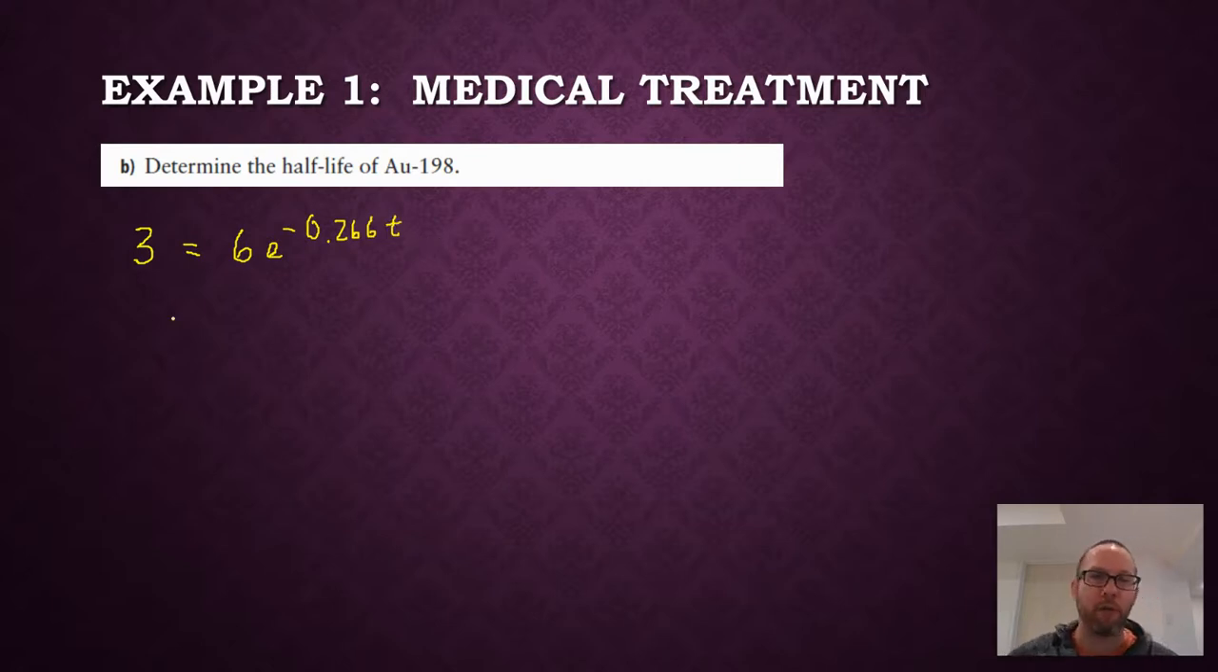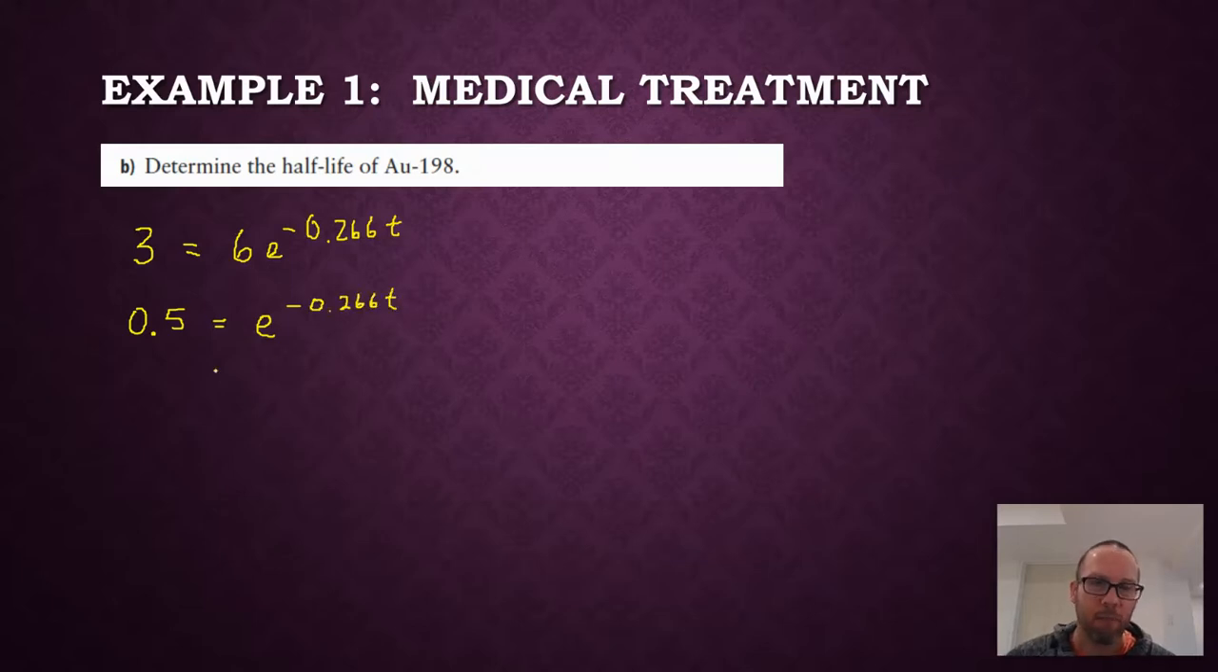So we're just solving another exponential equation. We just did one together. We'll do another one. This time we're solving for t instead of lambda. In the first one, we knew t, we were finding lambda. This time we know lambda, we're finding t. So I divided both sides by 6, getting exactly 0.5.